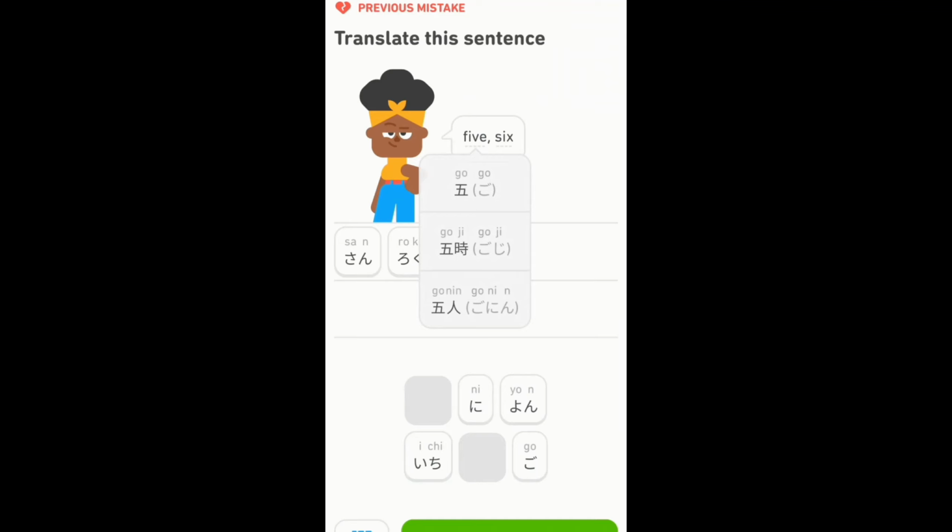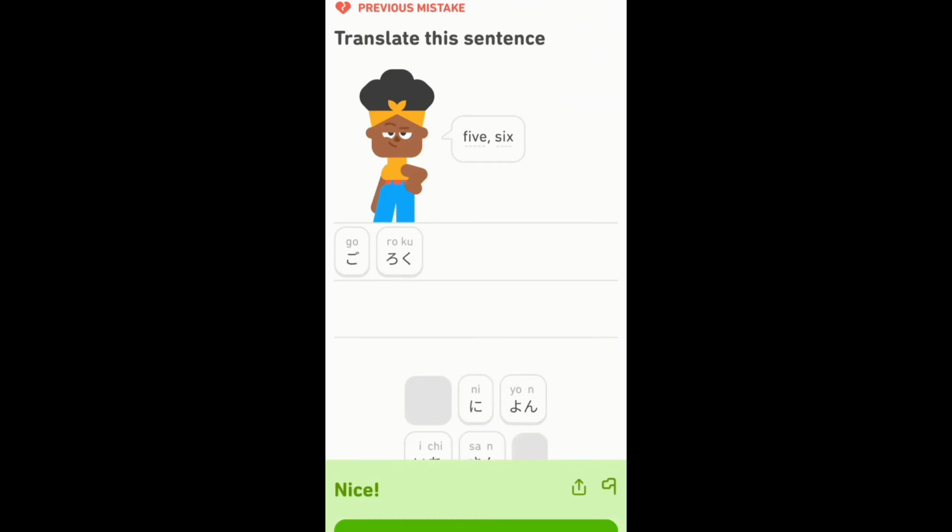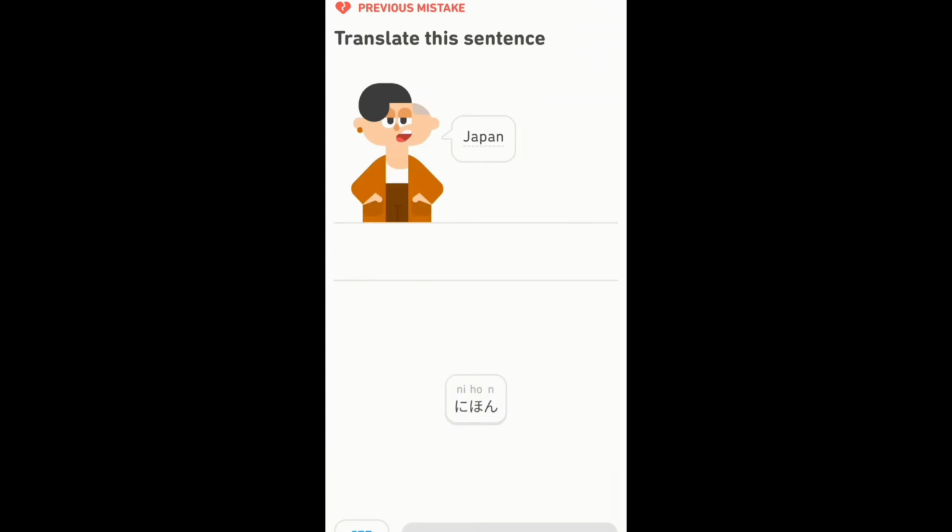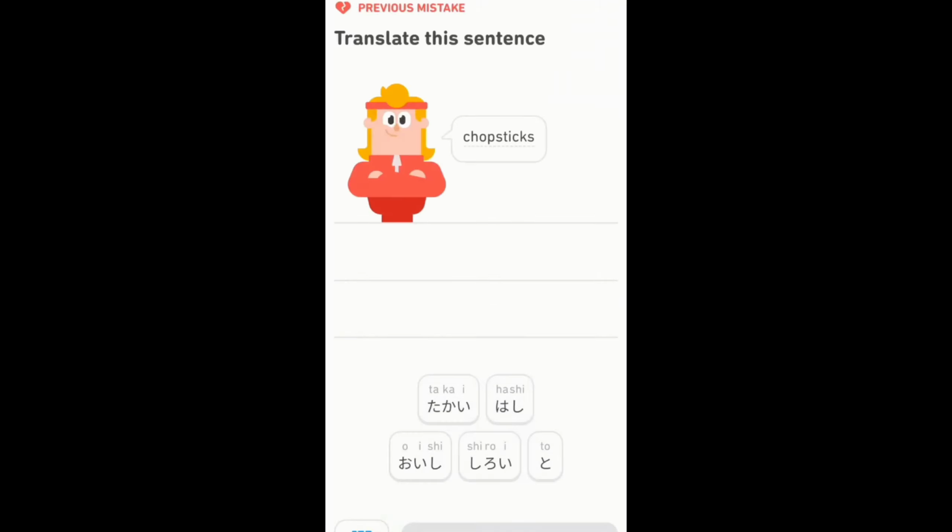What is 5 and 6? Okay, I don't think we know 5, but 6 we definitely know. So go and roku. So ichi, ni, san, yon, go, roku, nana, hachi, ni. So chopsticks are ohashi. Ohashi. So hashi. In this case, hashi.